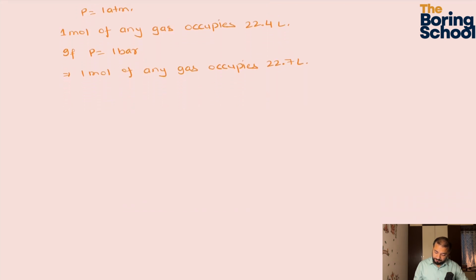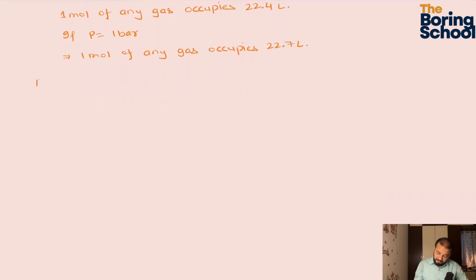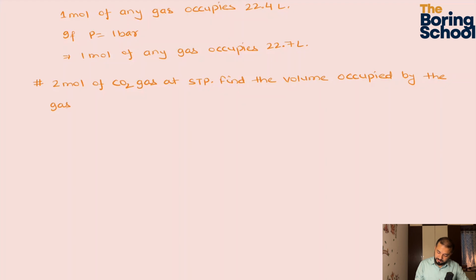Now let's say I have 2 moles of CO2 gas at STP. We have to find the volume occupied by the gas. So we know that 1 mole of any gas occupies 22.4 liter.